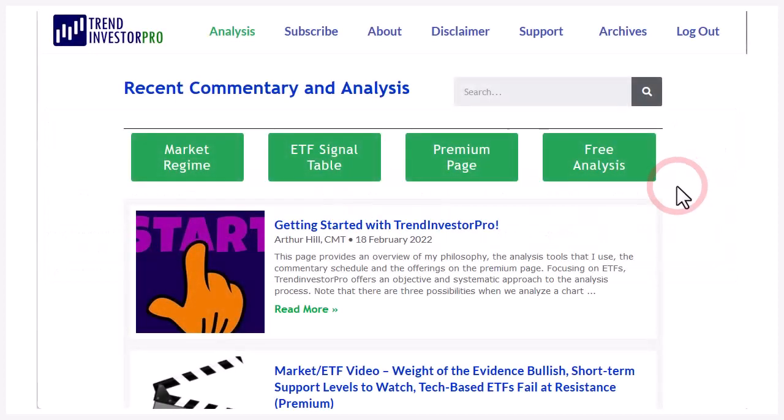So here I am at Trend Investor Pro, and I want to show you two things on the website. First, I've got a market regime page, and that is where I use the composite breadth model to determine if we're in a bull market or a bear market. And we had a bull signal at the end of November. And then the second thing I want to show you is the trend momentum bull bear ETF strategy update.